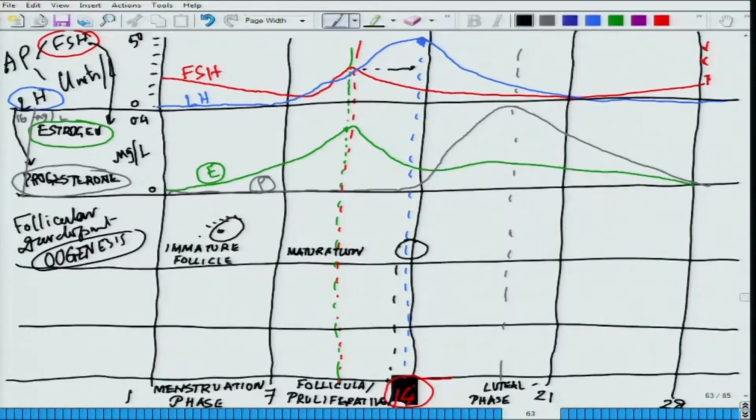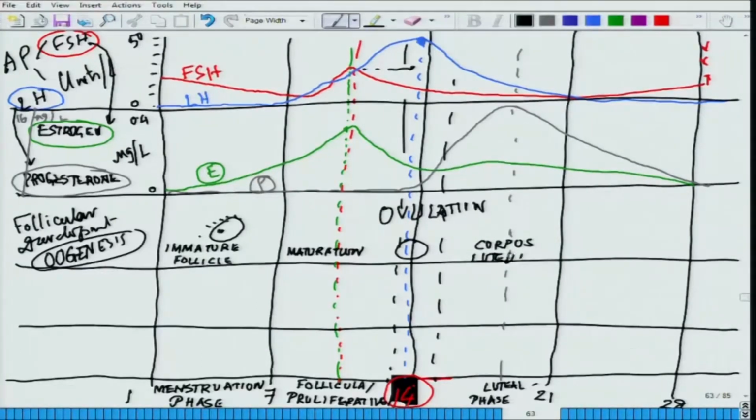If I were to put 2 days back and 2 days forward, this is called the ovulation phase. This is a very critical phase. And then comes after the ovulation: if the egg is not used for fertilization, then it is lost.